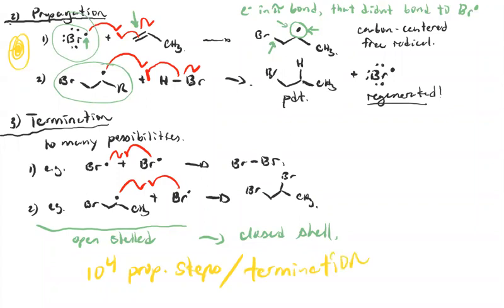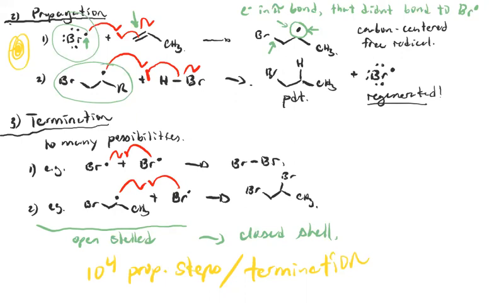Okay, so 10,000, you can imagine, you're going to get 10,000 turnovers to product before you get a termination. And why is that the case? We don't need to say too much about this, but for those of you that are curious, radicals are very high energy intermediates. You're not going to accumulate a flask full of radicals. These things form and react very quickly.